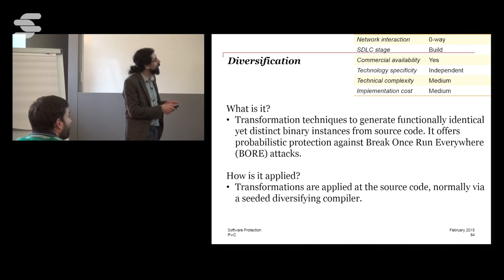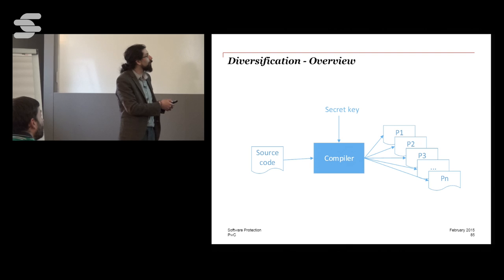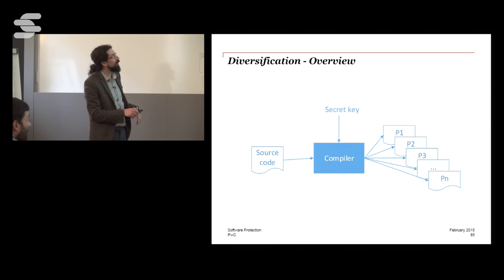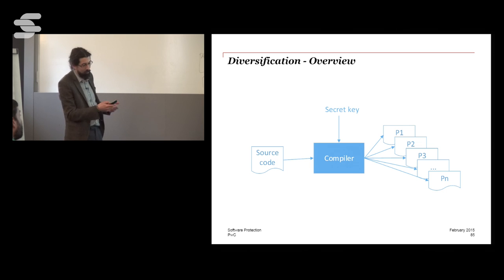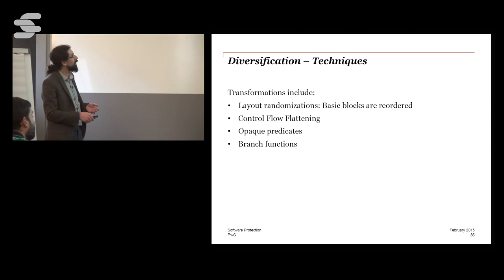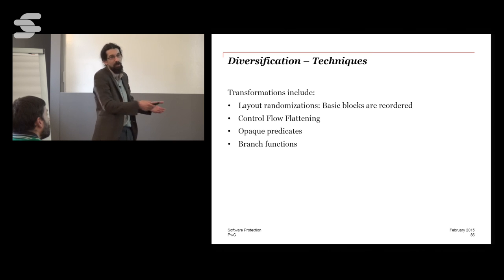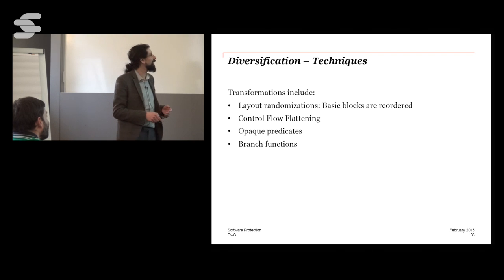This is what we'd be aiming towards: a single source code. You compile it. You might put in a seed that tells the compiler, this is a special diversifying compiler, and it'll output lots of different binaries. They're all functionally the same, semantically the same, they do exactly the same thing. Internally, they're laid out differently. They're diversified. There are a number of techniques that you can use. I think Bart mentioned earlier on control flow flattening as an obfuscation technique. It also happens to be a diversification technique. They're all intimately linked. You start to get the feel now that a lot is the same.